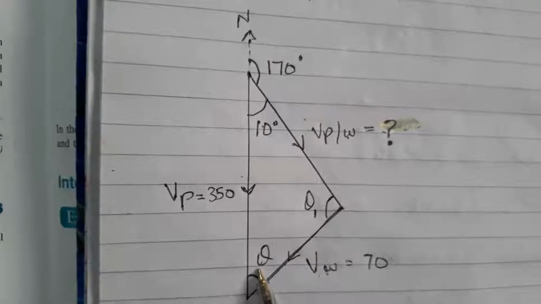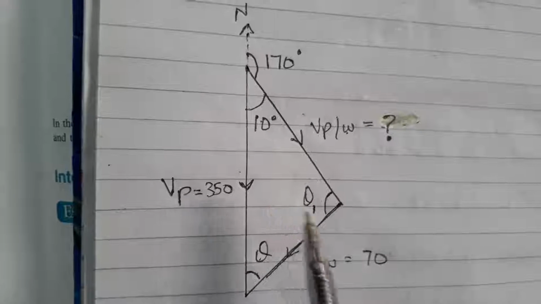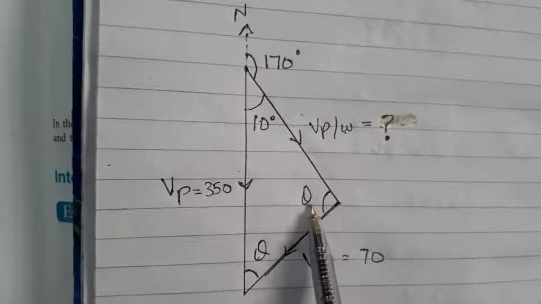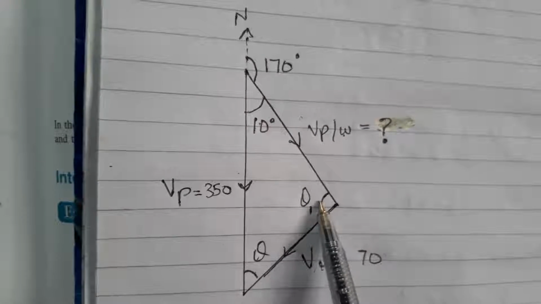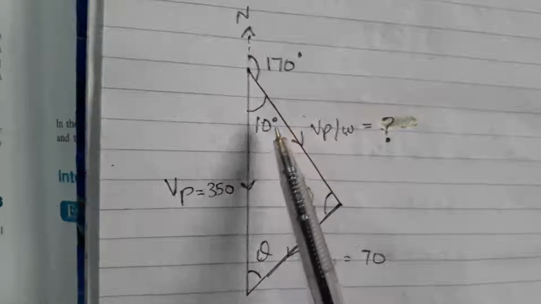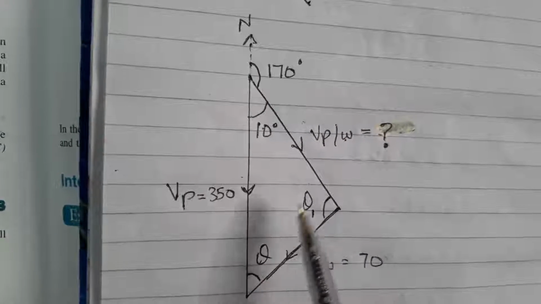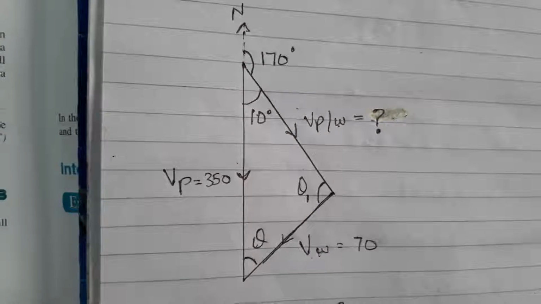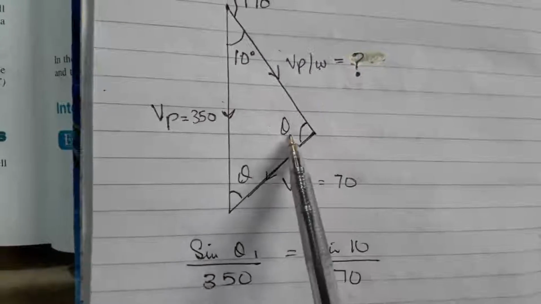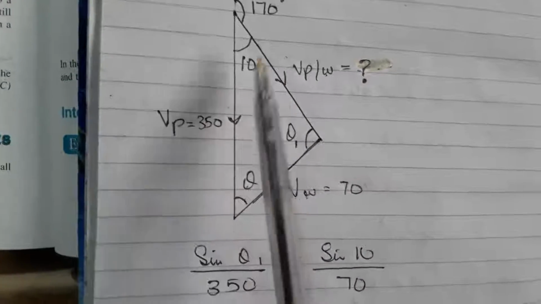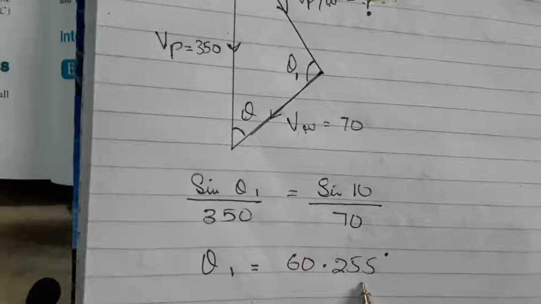Because theta is acute, it is given to us. This is also acute. So we know before solving anything that this answer should be an obtuse angle, because if it was 60, this was 60, then it could be 60. We have this basic information. So if this is 10 degrees, this is acute, so this has to be obtuse. Now let's see, we will apply the sine rule. When we apply the sine rule here, sine theta 1 over 350 is equal to sine 10 over 70. So my answer is coming here 60.255.